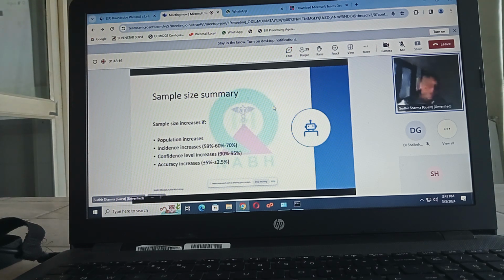You have to remember what accuracy is. Plus minus means a range of 90 to 100. Plus minus 2.5%. Plus minus 5%.